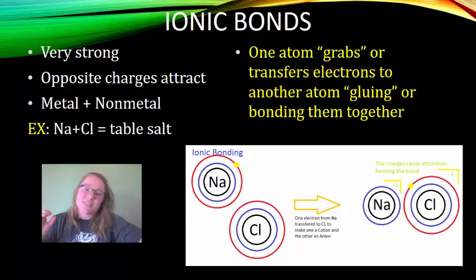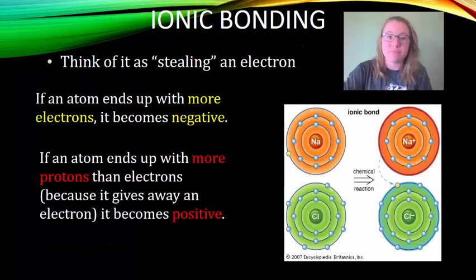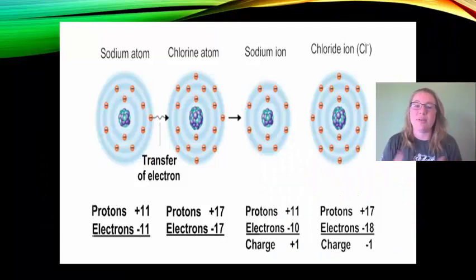So in this process of sending one of the electrons over, we now have a positively and a negatively charged atom. And that positive and negative acts like a magnet, and they stick together really, really strong. And that's how that bond is formed. So think of this as stealing an electron. If an atom ends up with more electrons, it becomes negative. And if an atom ends up with more protons than electrons, because it gave away 1 of the electrons, that atom becomes positive.